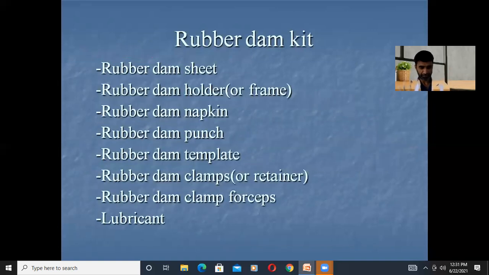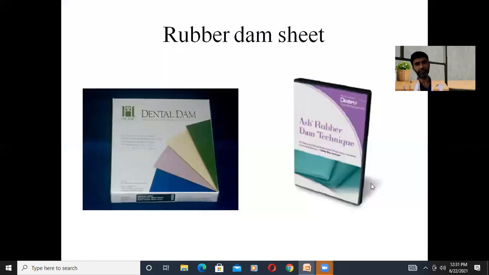So, what does the rubber dam kit come with? It comes with a rubber dam sheet, rubber dam holder, rubber dam napkin, rubber dam punch, rubber dam template, rubber dam clamps, rubber dam clamp forceps, and lubricant. These are the kit items that the rubber dam will be using. These are the rubber dam sheets.